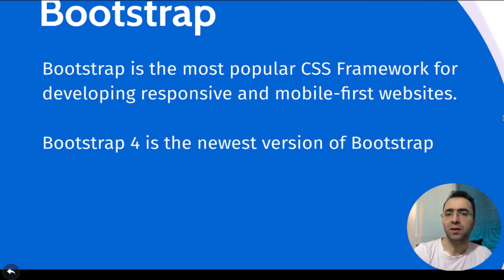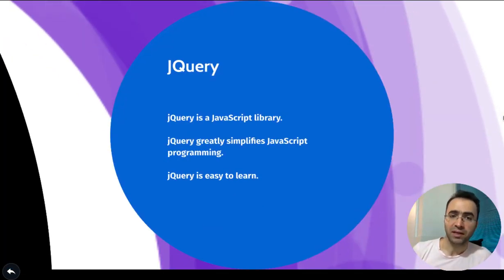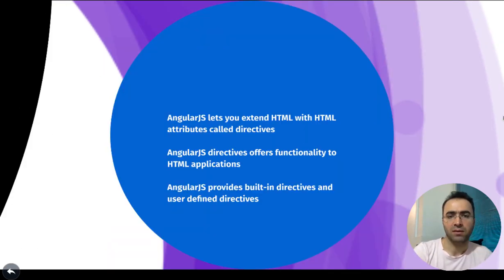Bootstrap. Bootstrap is the most popular CSS framework for developing responsive and mobile-first websites. Bootstrap 4 is the newest version of Bootstrap. jQuery. jQuery is a JavaScript library and it greatly simplifies JavaScript programming. jQuery is very easy to learn.